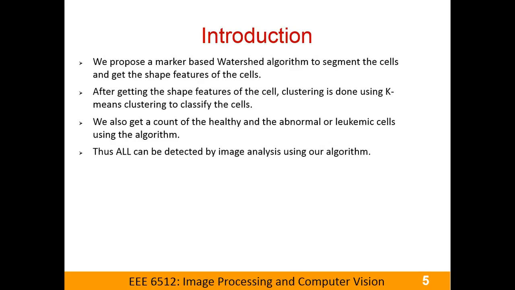So we propose a marker based watershed algorithm to segment the cells and then get the shape features of the cells. After getting the shape features, the clustering is done using k-means clustering to classify the cells. After the clustering, we can come to know which cells are healthy and which cells are leukemic, and we also get a count of the healthy and the leukemic cells. This is how we can detect ALL using image analysis with our algorithm.